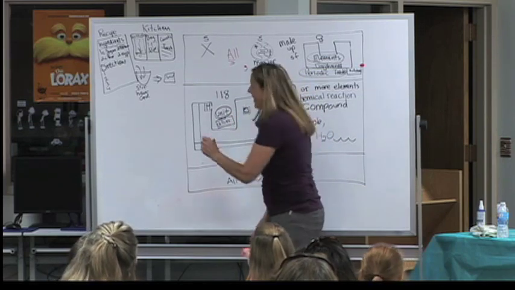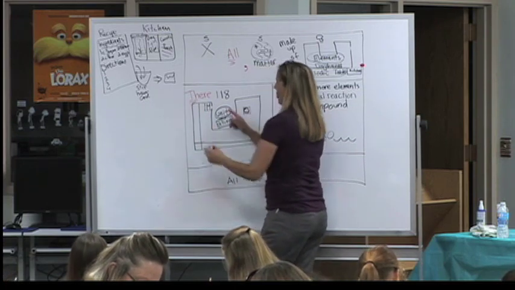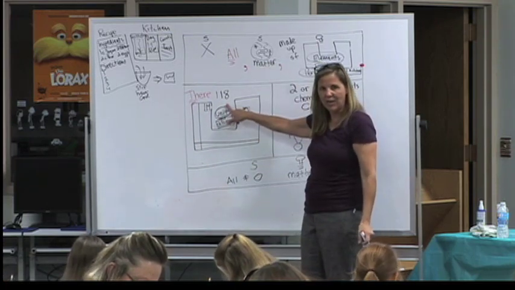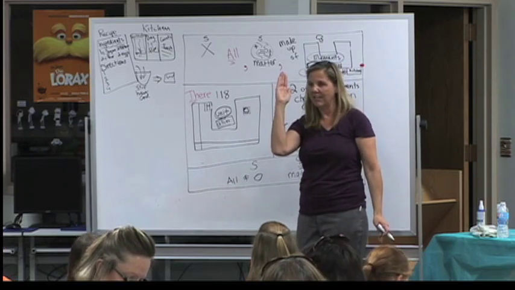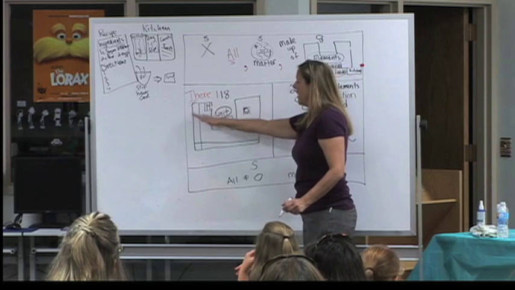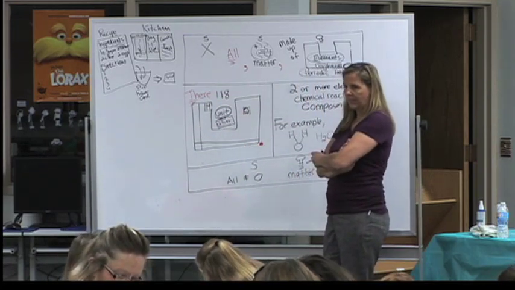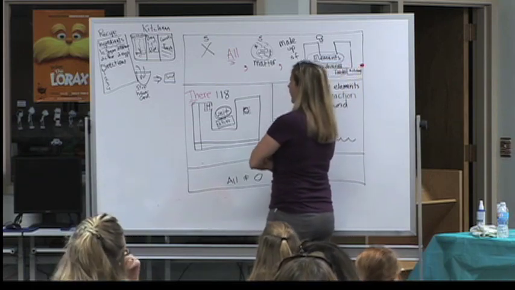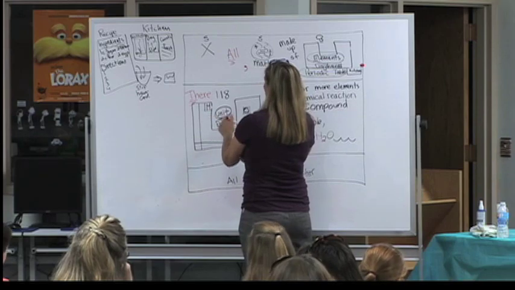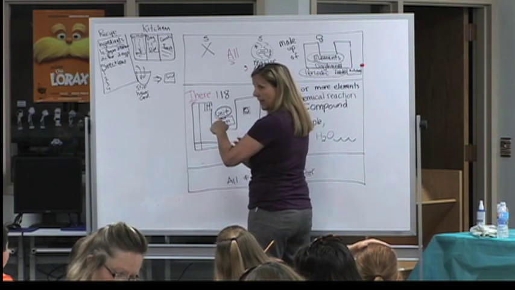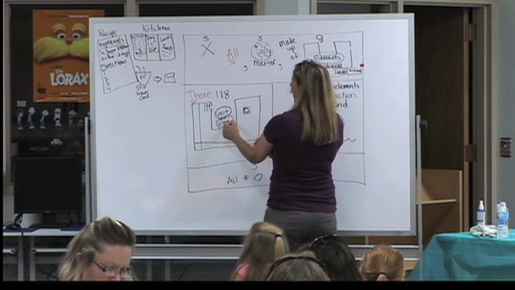So what word do I put here? There are about 118 elements on the periodic table that are organized in columns and rows. So I'm finished with that sentence, so I'm going to put a period there. The smallest unit of an element is called an atom.